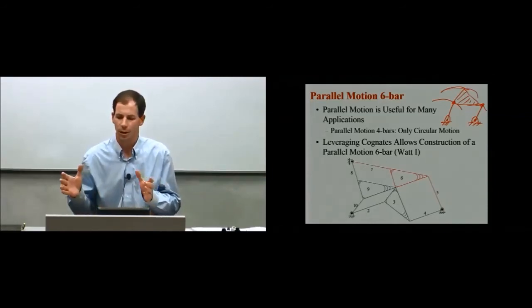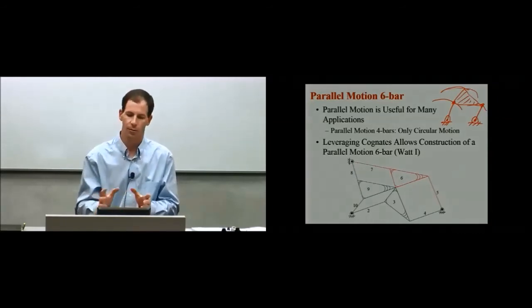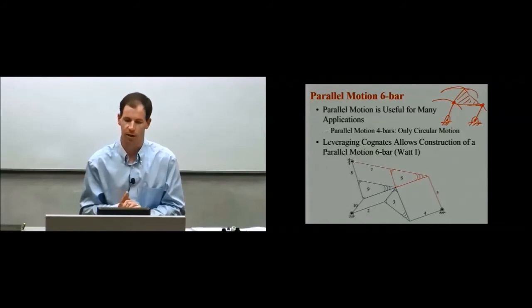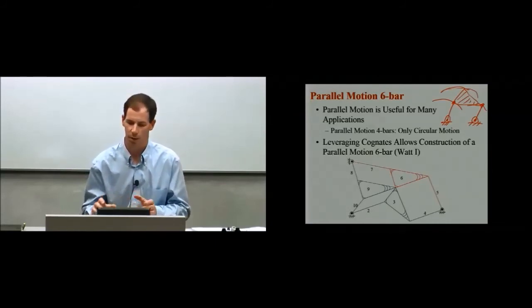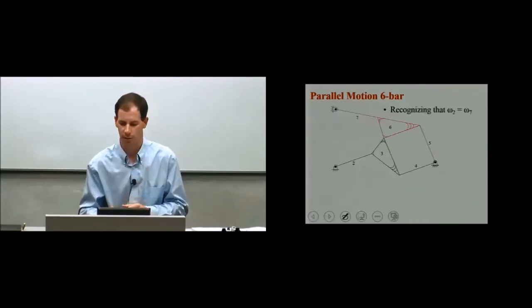So, normally we want the ability to use a little bit more interesting coupler curve with a 4-bar mechanism, and that's where this cognate construction comes in. So I can leverage the fact that I've got cognates that are creating points that have the same path in space to help me create a Watt-1 parallel motion machine. And so I'll go through the steps of this.